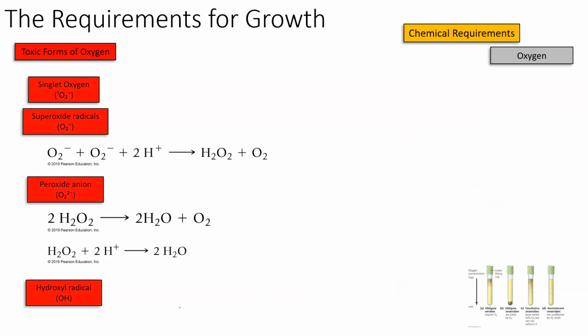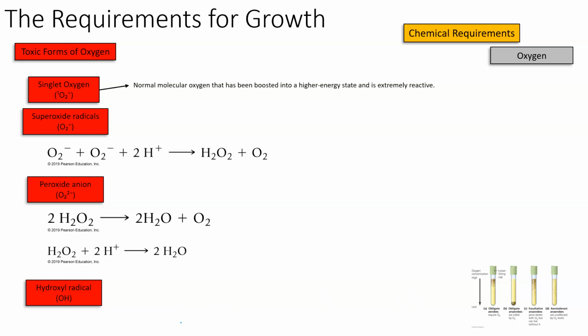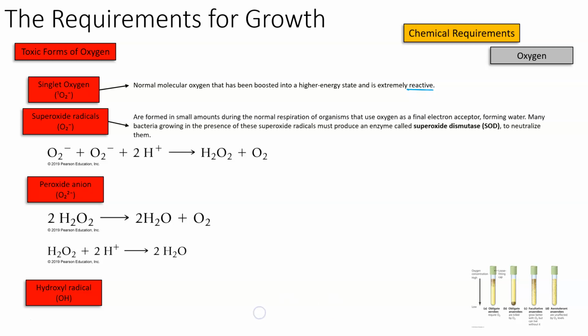So what are the different forms of toxic oxygen? Well, we have singlet oxygen, which is basically half of an O2. This is normal molecular oxygen that has been boosted into a higher energy state and is extremely reactive. It's just a single oxygen in the form of a singlet oxygen.